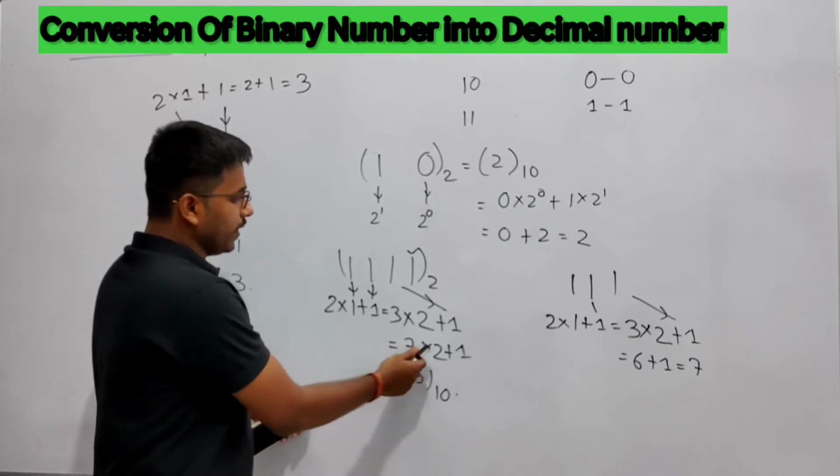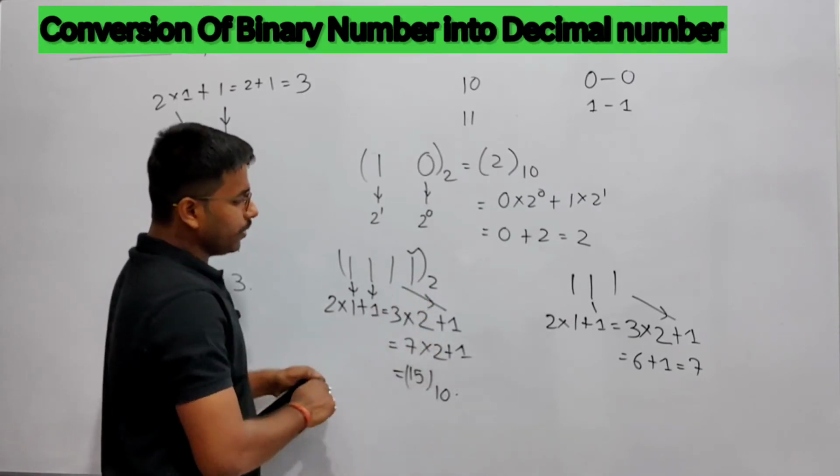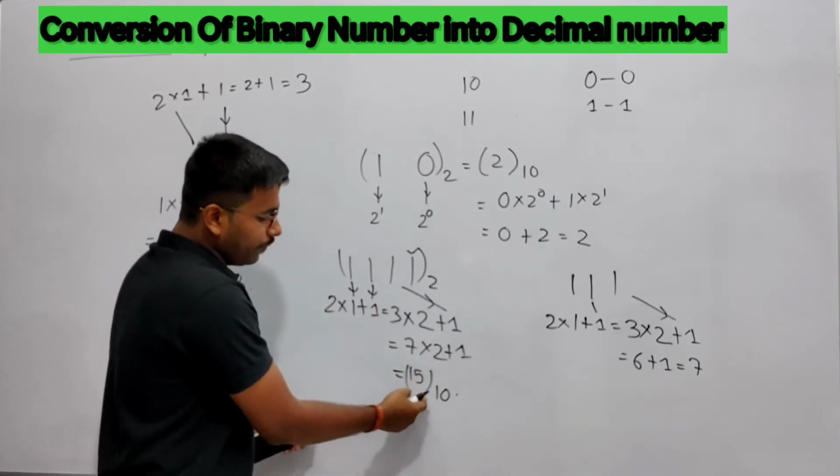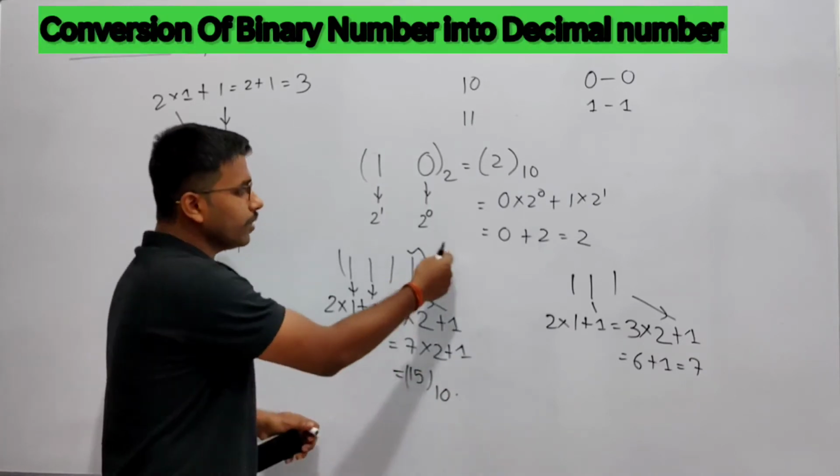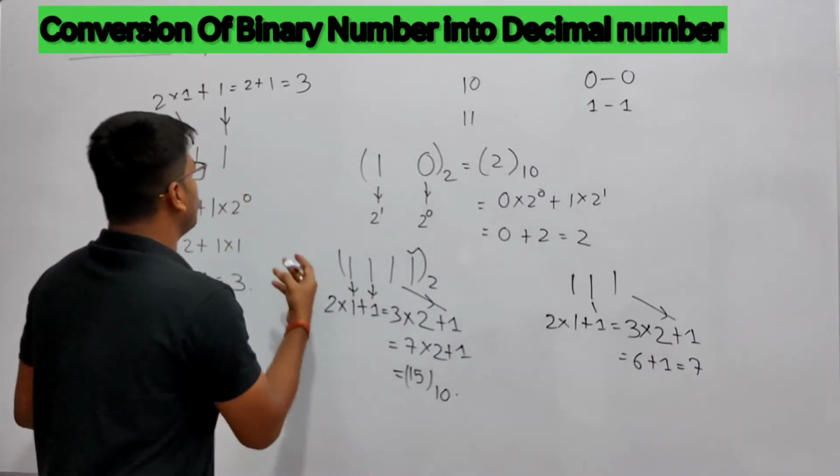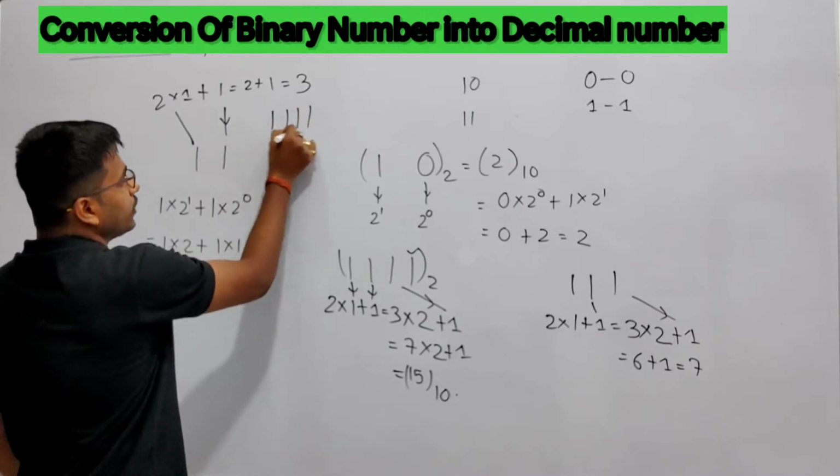Now see, 7 into 2 did, now the next bit you are going to add is 1. Now 15 you got as the result. Now there is no other bit to add. In 1, 1, 1, you know that it is now 15.